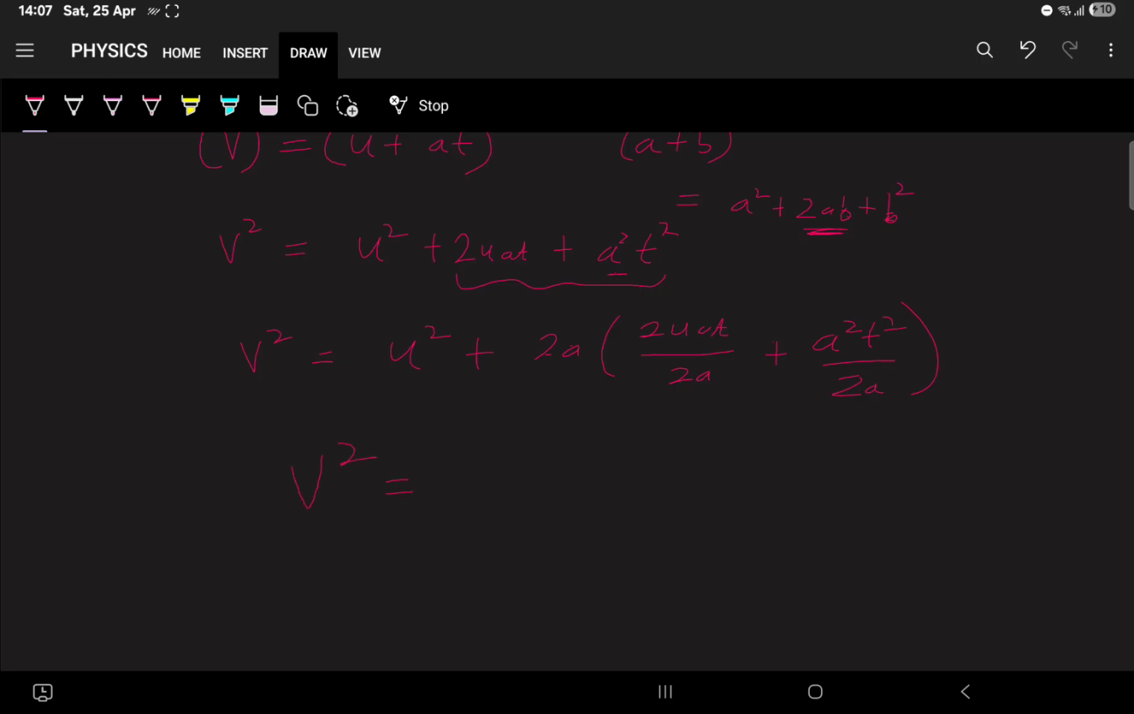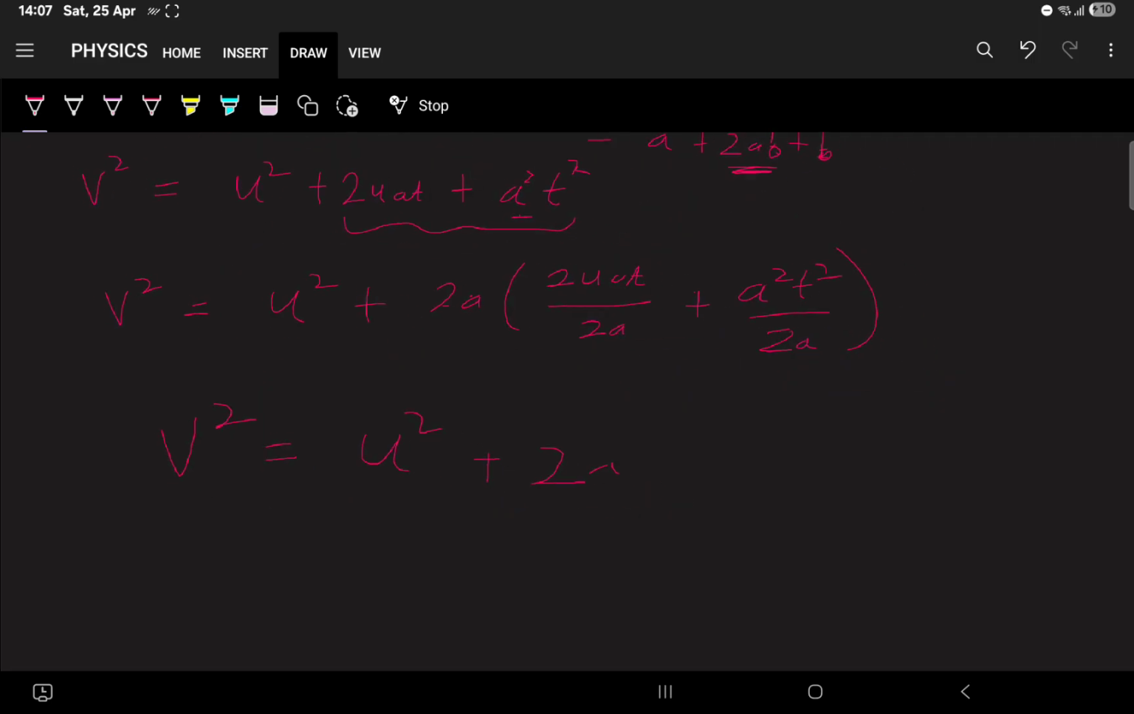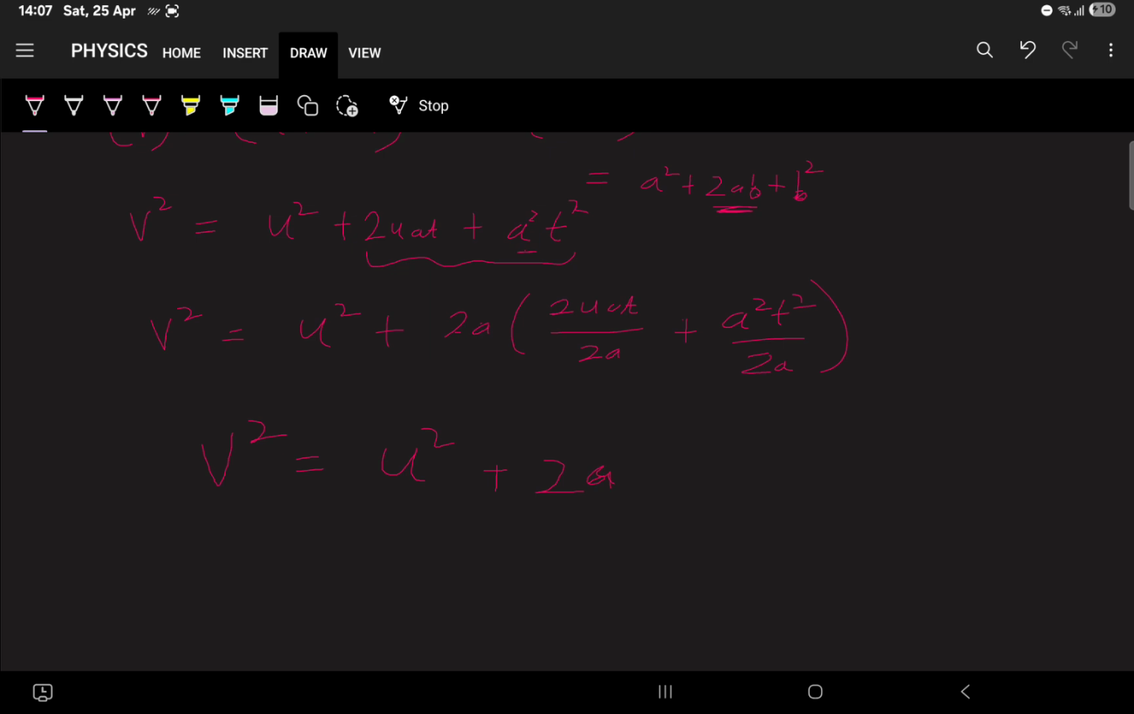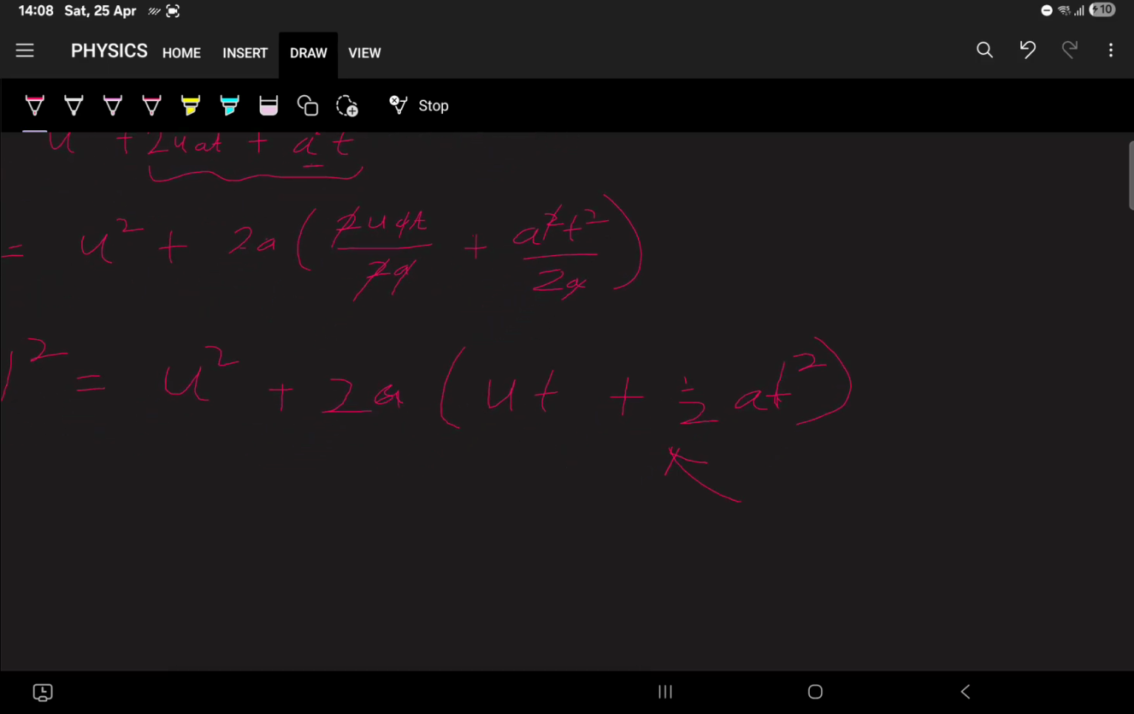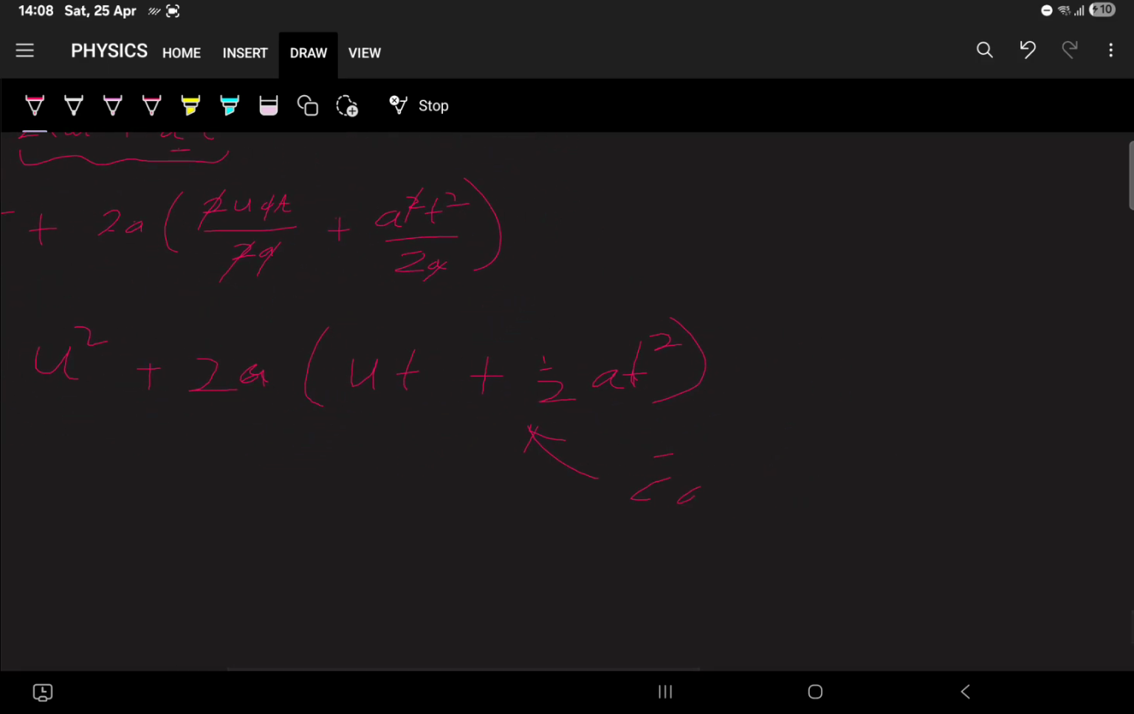Moving on, v squared equals u squared plus 2a times the bracket. Now let's simplify this. This will cancel this, so I'm left with ut plus, this will cancel the square on the a, 1 over 2 at squared. Now this is looking a lot like equation 2 that we solved earlier.